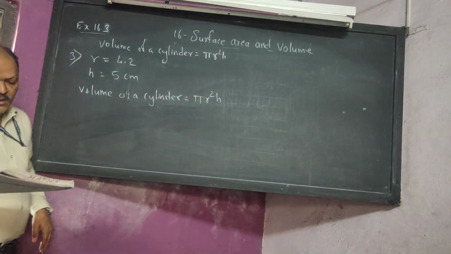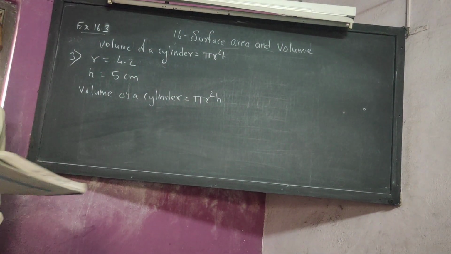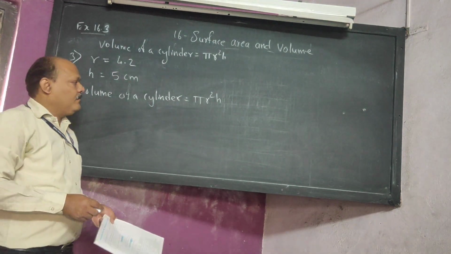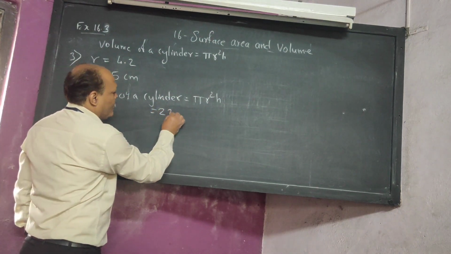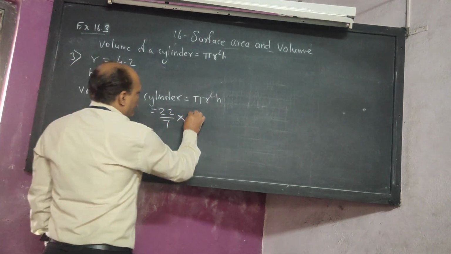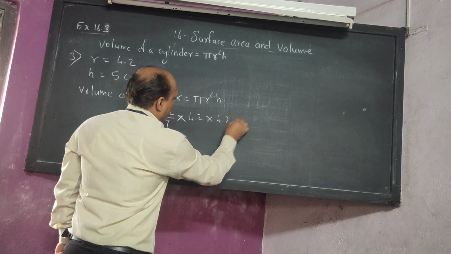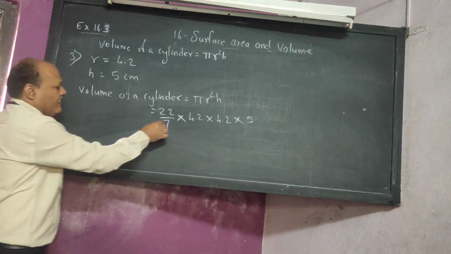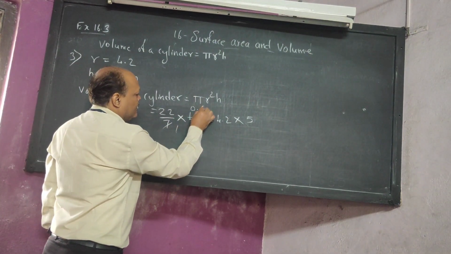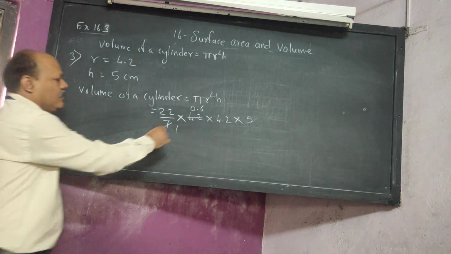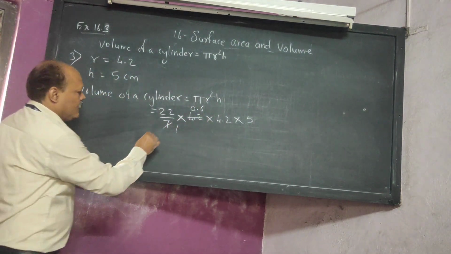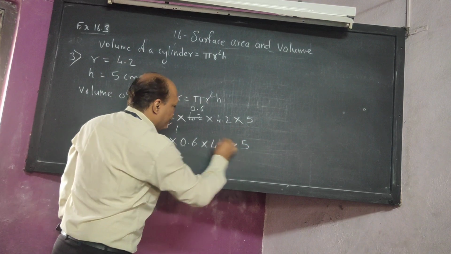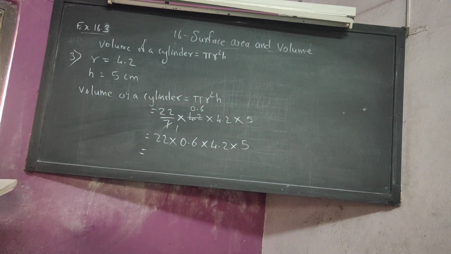Okay, sum number 3. The radius is given to you 4.2 centimeter and the height is given to you 5 centimeter. We have to find the volume of a cylinder. The formula again is pi r square h. The value of pi is 22 upon 7. The radius is 4.2 into 4.2 and the height is 5. I hope all of you understood here. Now the cancellation: 7 ones are 7, 6 are. After one decimal you have to put a point. So your 22 into 0.6 into 4.2 into 5. You have to multiply all the terms and you will get the answer.